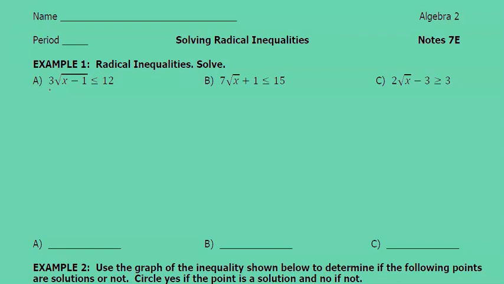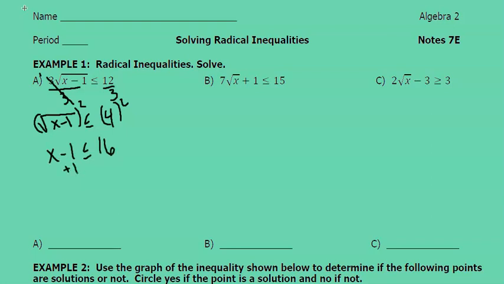The first thing we would do is isolate the square root. Divide by 3 each side. So we have the square root of x minus 1 is less than or equal to 4. From here we're going to exponentiate each side by 2. So then we have x minus 1 is less than or equal to 16. Add 1 to each side, and then we have x is less than or equal to 17. So that's your solution. X is less than or equal to 17.